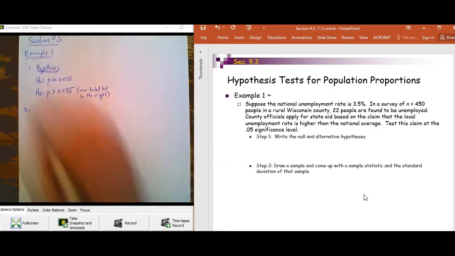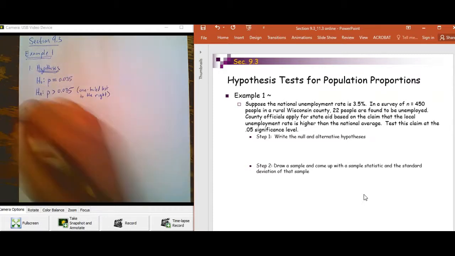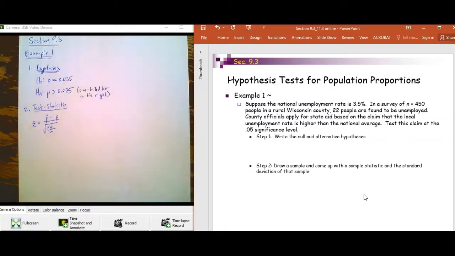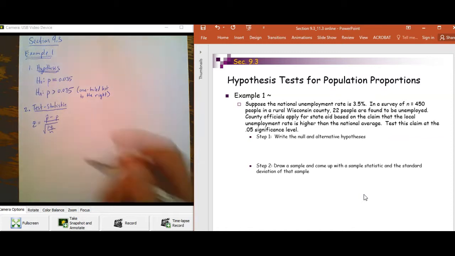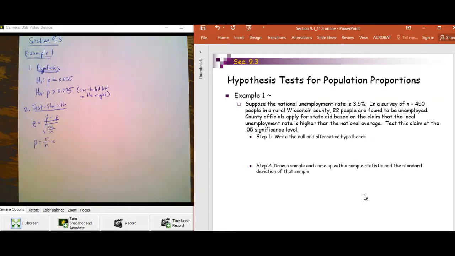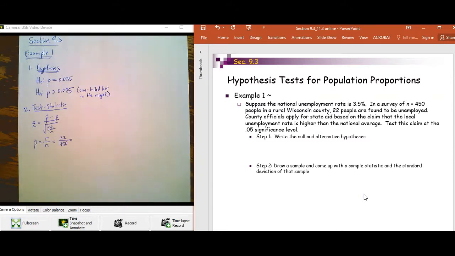Step 2, we need to find our test statistic. The formula on one of the previous slides was p hat minus p over the square root of pq over n. So we need to generate a few values here. We need our p hat. We have p, we can find q, and we have n here. So what is our p hat? Remember, p hat represents the sample proportion. It is calculated by doing the number of successes r over n. Here r represents the number of people who are unemployed, so that would be 22 out of the total 450. That's the sample proportion of people that are unemployed. Let's calculate that. 22 over 450 is 0.049.